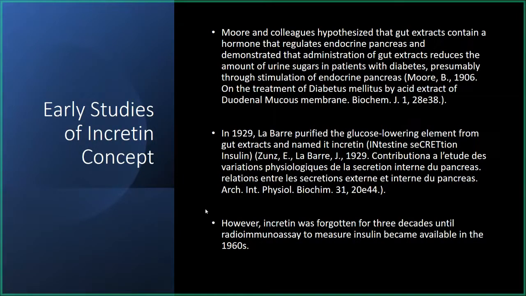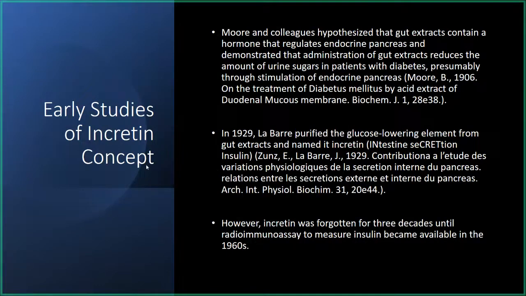colleagues, they hypothesized that gut extracts contain a hormone that regulates endocrine pancreas, demonstrated the administration of gut extracts reduces the amount of urine sugars in patients with diabetes, presumably through stimulation of the endocrine pancreas. So you must remember that at this time, insulin had not been discovered. So, you know, they didn't even know what insulin was.